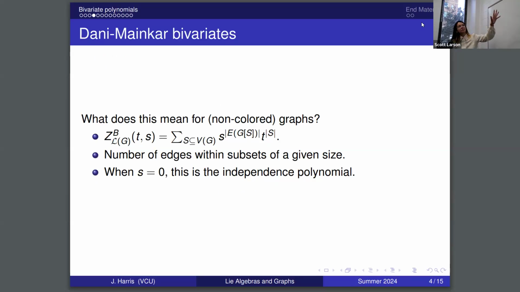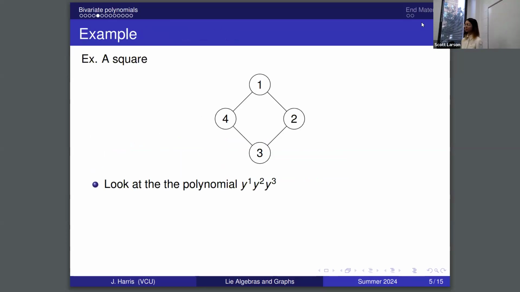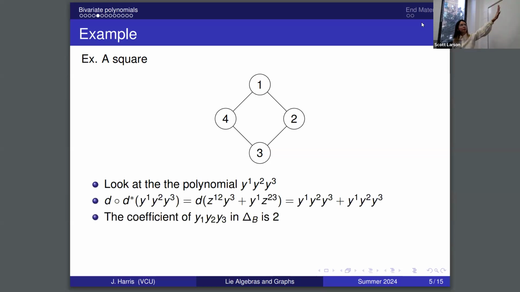But why does this actually work out? Why does the basic Laplacian give us this really nice independence-y polynomial? So I'm just going to work through an example so that we can see how it is that it's defined this way. If we just take a simple square and then look at the polynomial, which is going to equate to the subset 1, 2, 3, and we apply the basic Laplacian to it, when you do that, you're going to end up getting 2 of the polynomial that you started with.